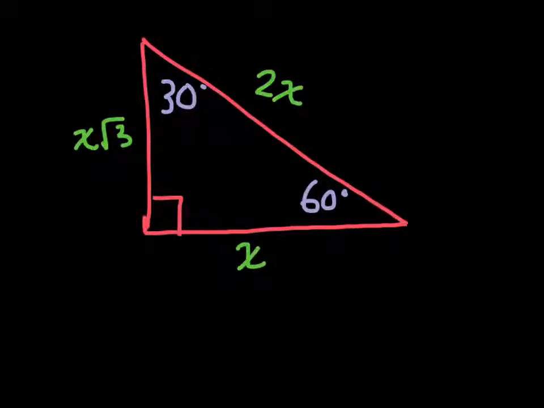What it means is that the line with the 60 degree and the 90 degree angle has a value of x. Therefore, the line with the 90 and 30 degree angle has a side length of x times the square root of 3. And if those two are true, then the hypotenuse of the triangle has a length of 2x. Okay, so remember this is very important.